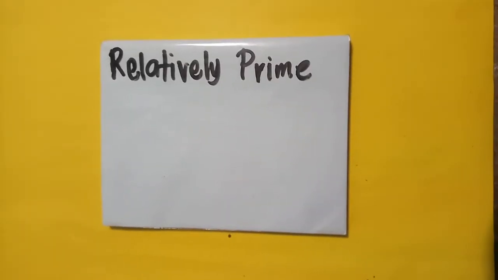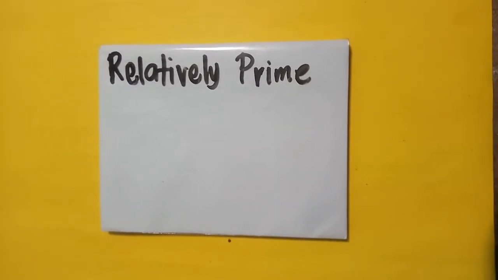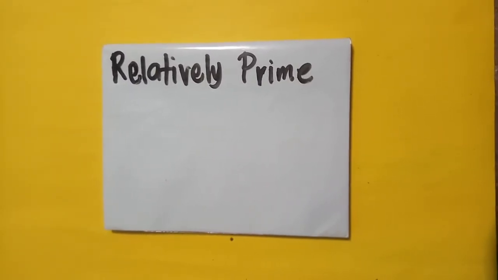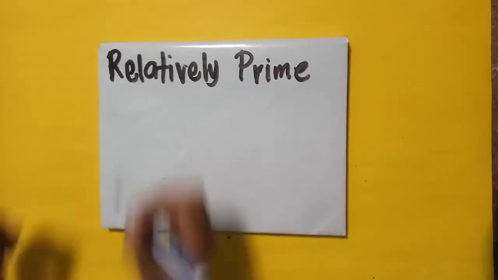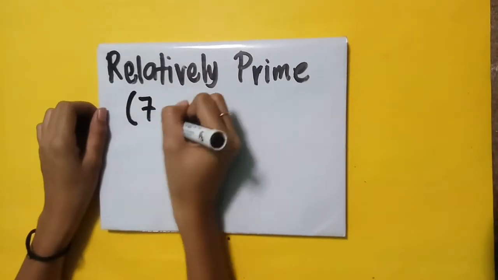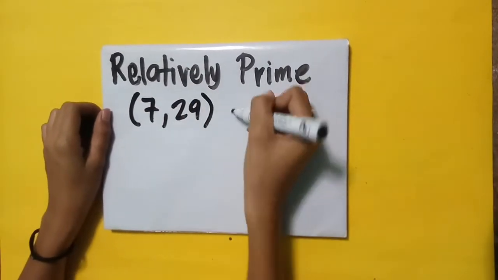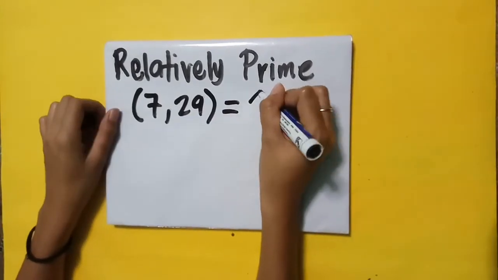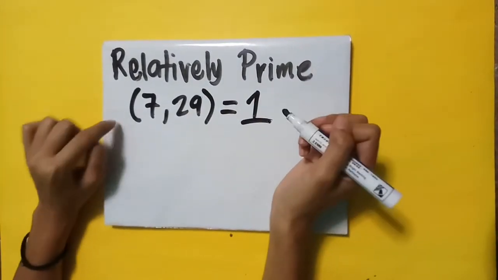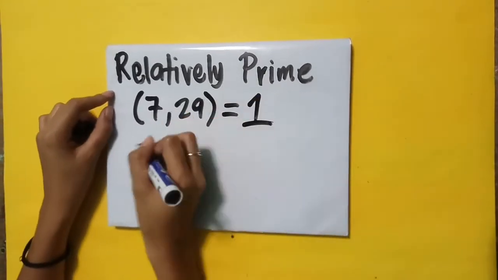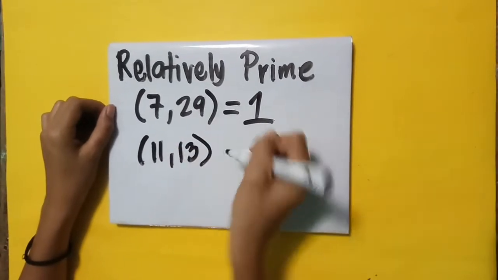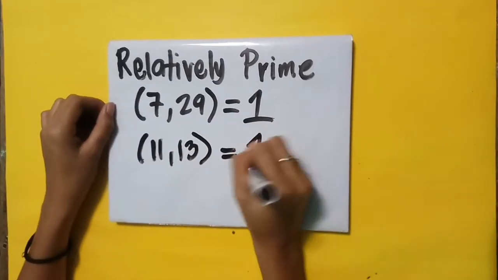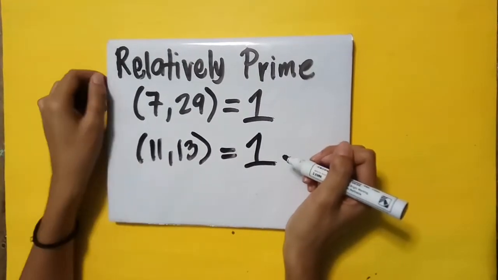Here, we will tackle kinds of prime numbers. The first one is relatively prime. The integers a and b are called relatively prime or coprime if a and b have a greatest common divisor equal to 1. For example, we have 7 and 29. Their GCD is equal to 1. Therefore, 7 and 29 are relatively prime. Another example, we have 11 and 13. Their GCD is also equal to 1, therefore 11 and 13 are relatively prime.